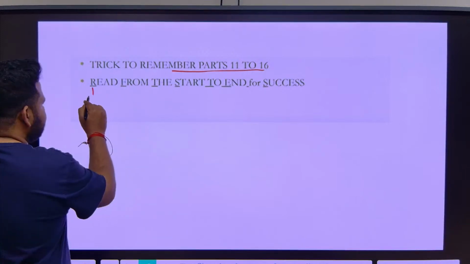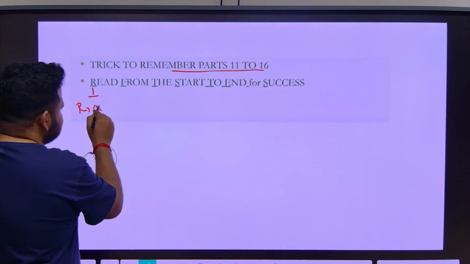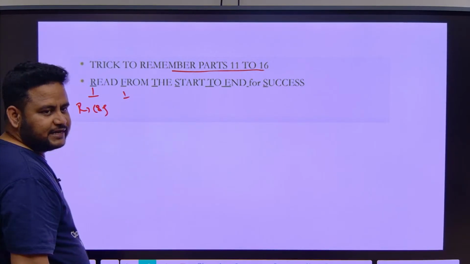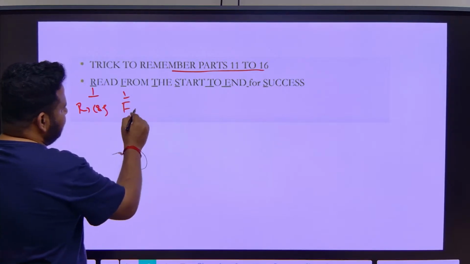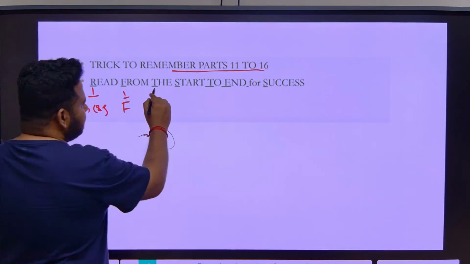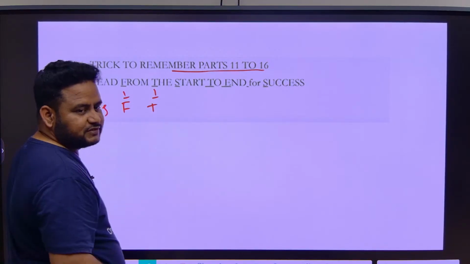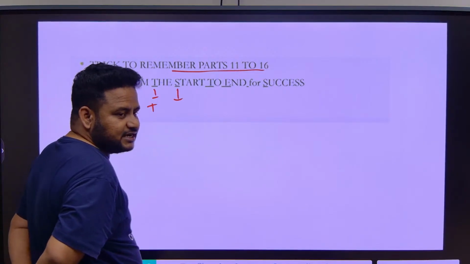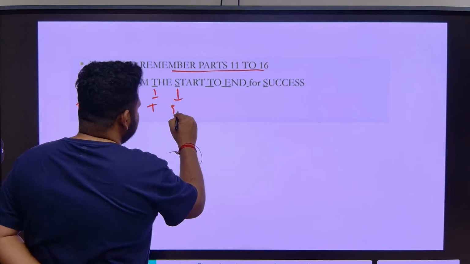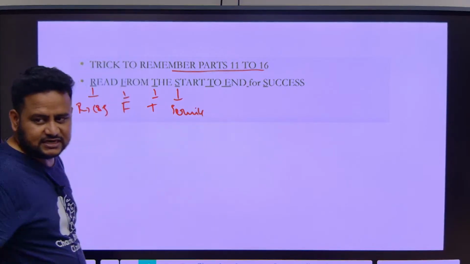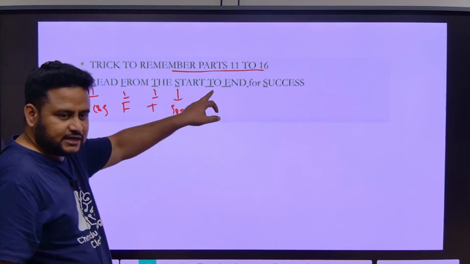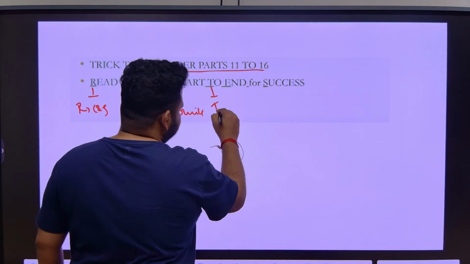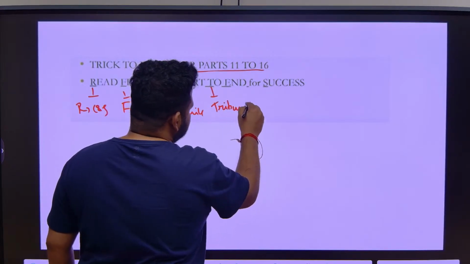Read from start to end for success. R is talking about what here? Relation between Centre and States, Union and States. Good. F is talking about what? Finance, property, contracts and suits. T is talking about what? Trade, commerce and intercourse within the territory of India. S is talking about what? Services under the Union and States. This T is what? Tribunals, 14A, tribunals. E is what? Election.